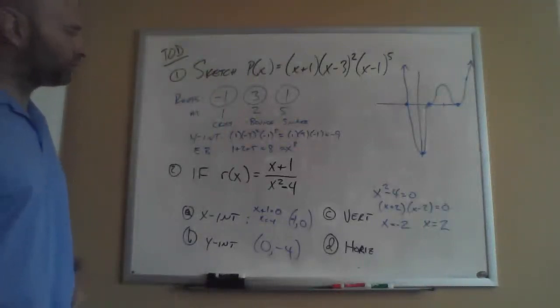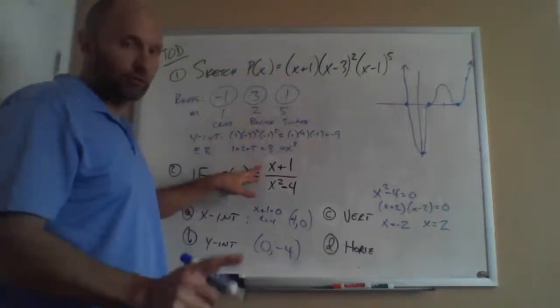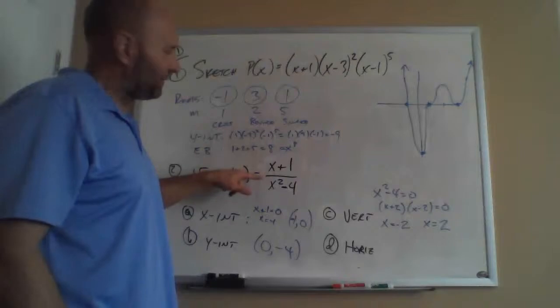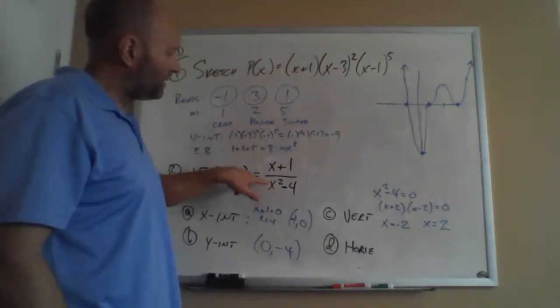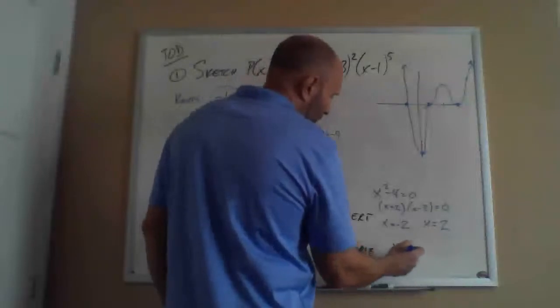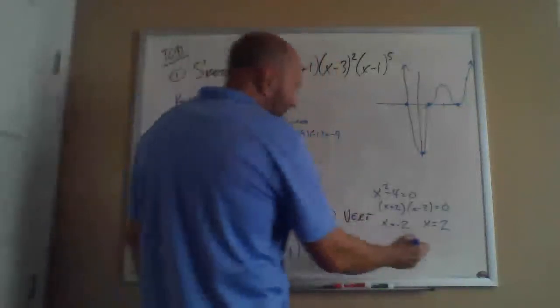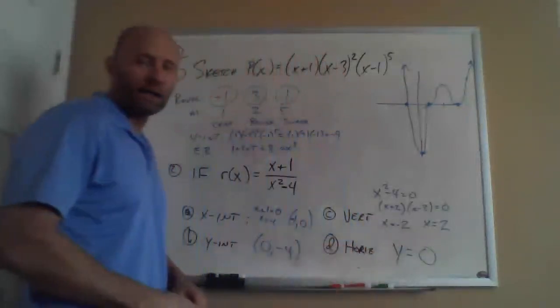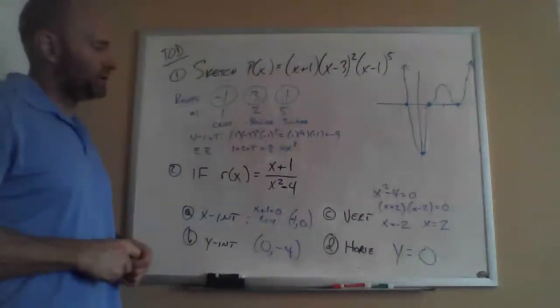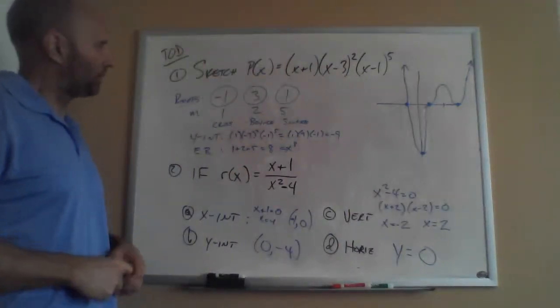And then horizontal, well, do I have one? Yes, I do. They're not the same power, so it's not the ratio in this case. The bigger number is in the denominator, so that means what? That means my horizontal asymptote, whenever there's a bigger power in the denominator, is always y equals 0. So that should be your answer for all of these.